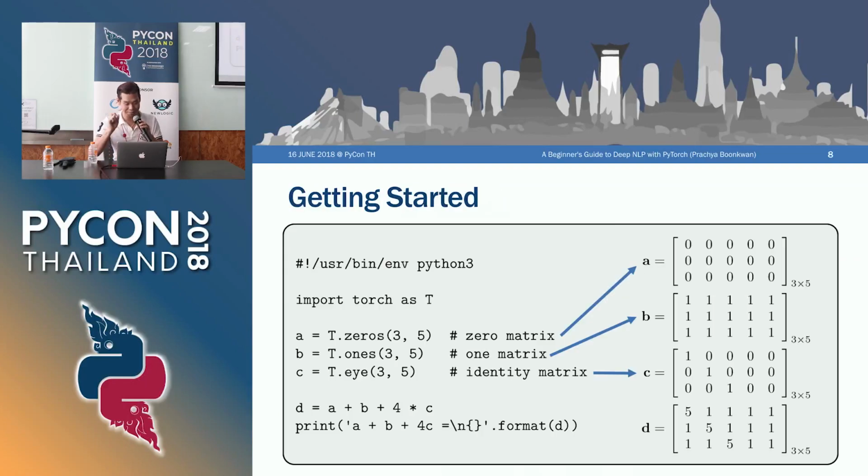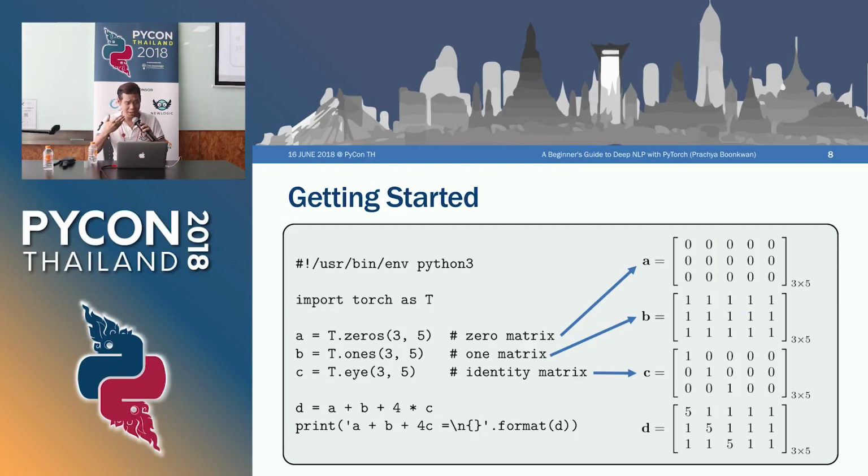Once you install that, you can try it out by yourself. For example, this is an example piece of code. You can import Torch from the library. Once you install that, import torch as T. I'm using T as the acronym for that.